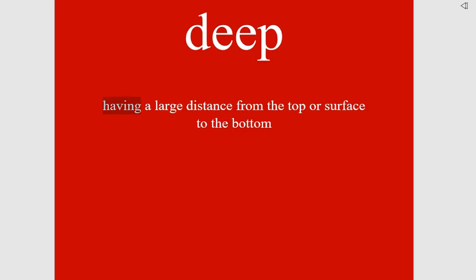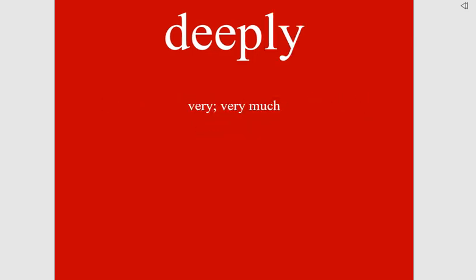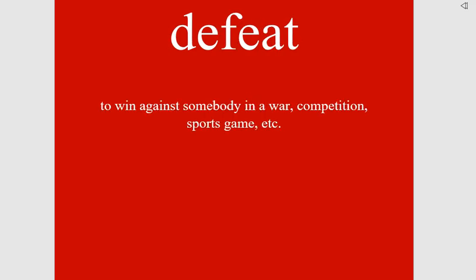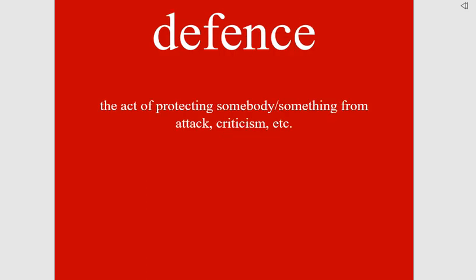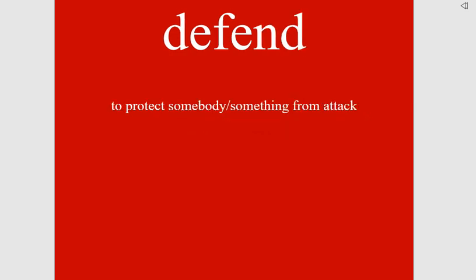Deep. Having a large distance from the top or surface to the bottom. Deeply. Very, very much. Defeat. To win against somebody in a war, competition, sports game, etc. Defense. The act of protecting somebody or something from attack, criticism, etc. Defend. To protect somebody or something from attack.